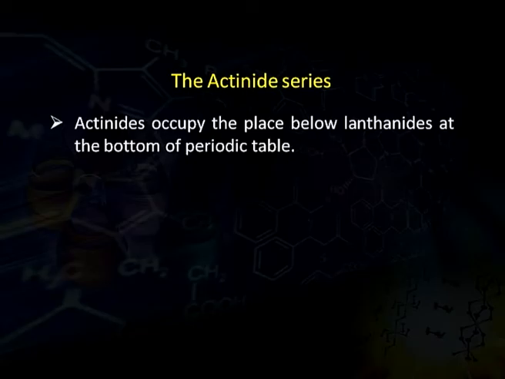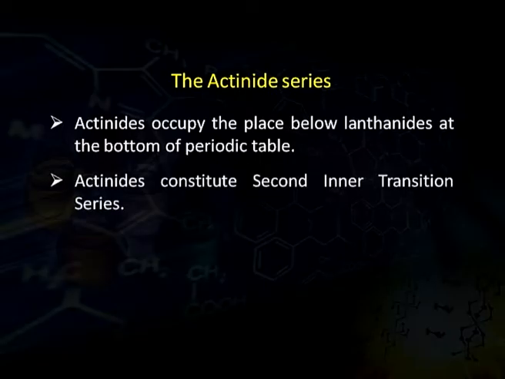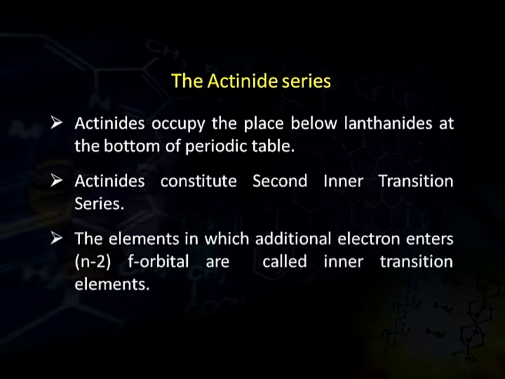Actinides occupy the place just below the lanthanides at the bottom of the periodic table. Actinides constitute the second inner transition series. The first series is dedicated to the lanthanides. The elements in which the additional electron enters the n-2 f orbital are called inner transition elements, which are placed apart from the transition element series of the d block elements. Here it is in the f block.